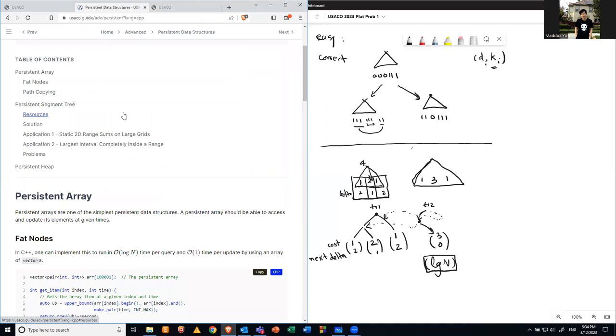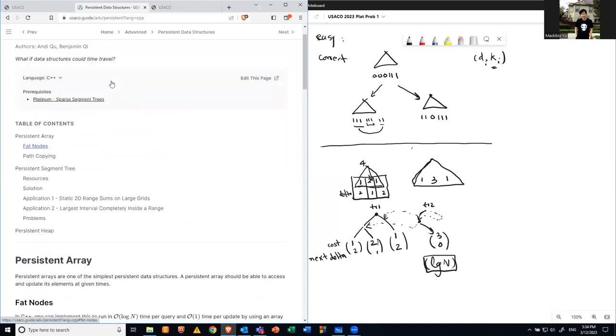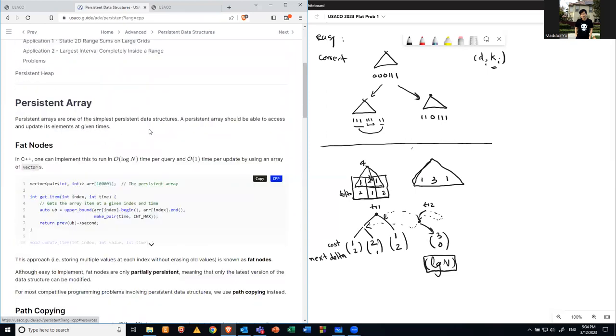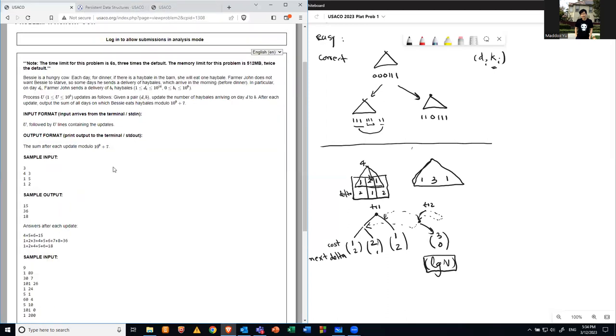So we talked about this in 2016. If you don't remember it, go back, read Benjamin Chi's persistent segment tree data structure section, and you can revisit that problem. Okay, coming back to this, right?